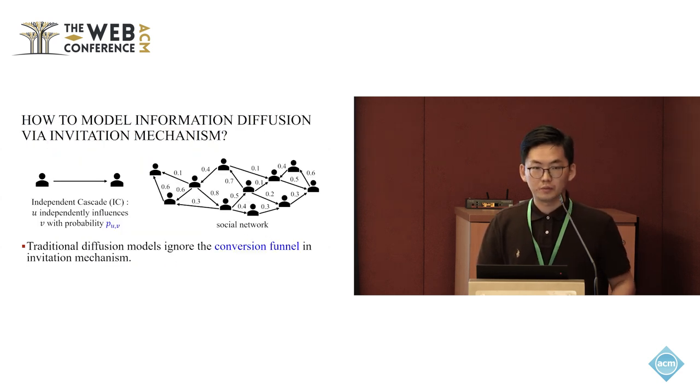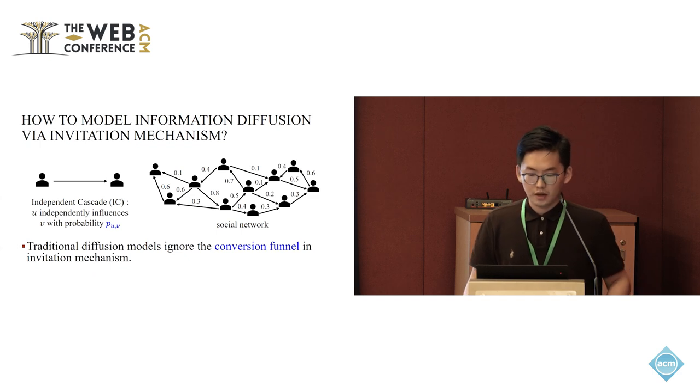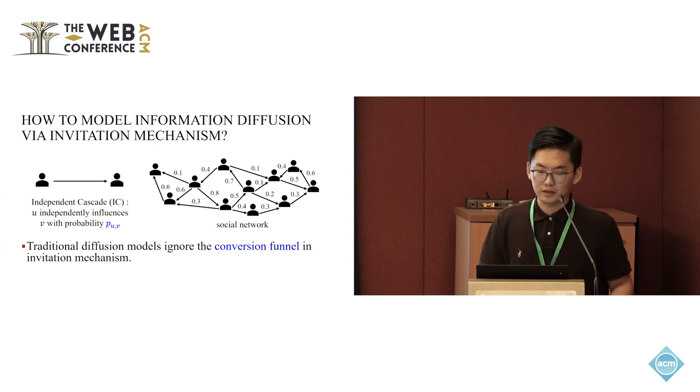So based on our observation, a question you may ask is how we can model the invitation diffusion under this invitation scenario. Here we build a progressive stochastic model based on the independent cascade model. Here I will give some brief intuition of the independent cascade model. Given a social network where every edge has an edge weight, it means the probability that one user can influence the other one.